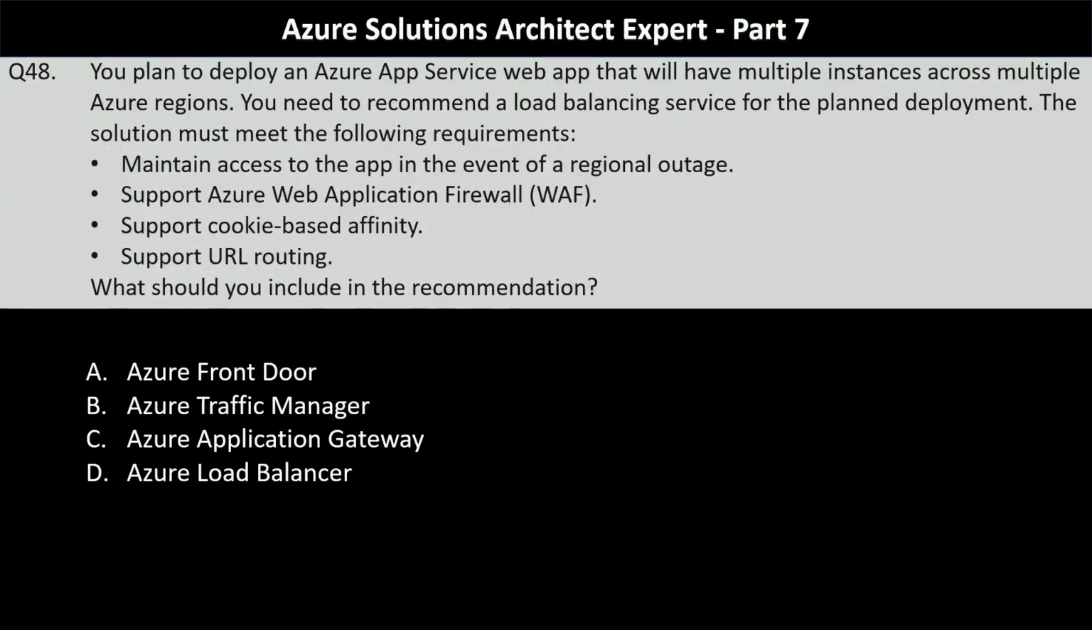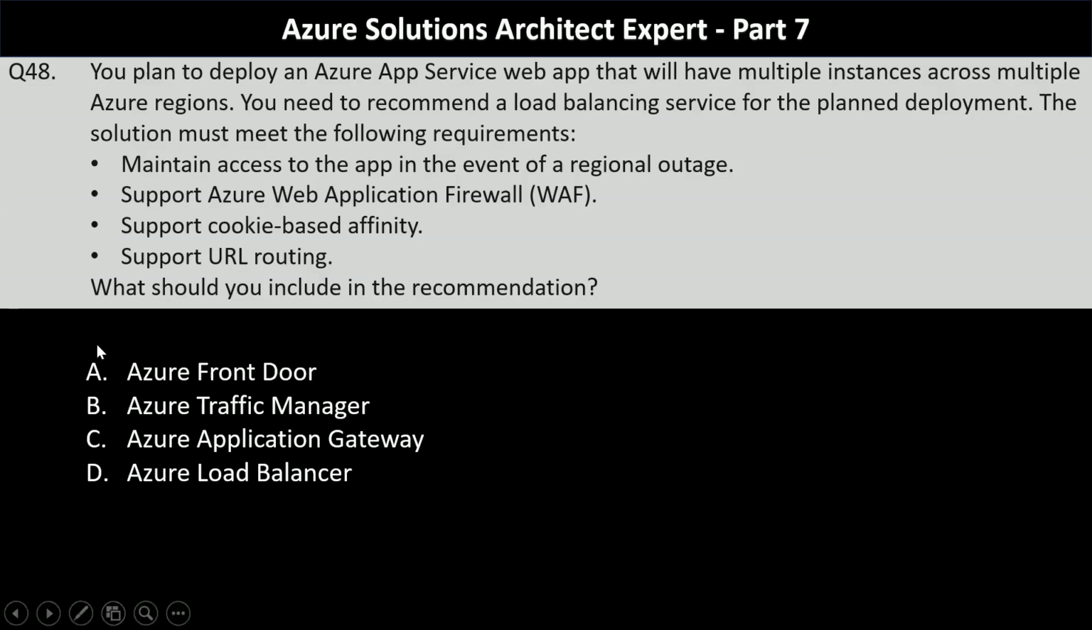Question number 48. You plan to deploy an Azure App Service web app that will have multiple instances across multiple Azure regions. You need to recommend a load balancing service for the planned deployment. The solution must meet the following requirements. Maintain access to the app in the event of a regional outage. Support Azure Web Application Firewall. Support cookie-based affinity. Support URL routing. What should you include in the recommendation? Your options are Azure Front Door, Azure Traffic Manager, Azure Application Gateway, Azure Load Balancer.